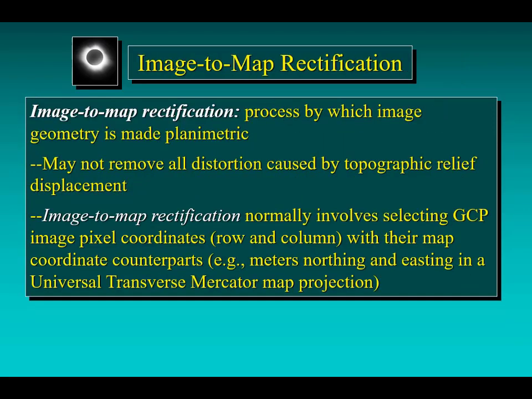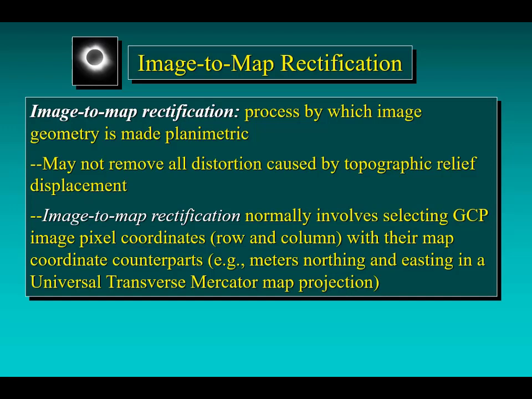I'll first discuss image to map rectification, and this is simply the process by which image geometry is made to be planimetric. And keep in mind that if we want to make accurate area, distance, and direction measurements for various features and locations within a remotely sensed image, we really need to perform image to map rectification. Also keep in mind that this type of correction may not remove or really minimize all of the distortions that may be caused by topographic relief displacement within our remotely sensed image extent. In order to minimize those sorts of errors, one would typically need to perform an ortho correction, but I'm not really going to discuss that here. That's outside of the scope of our discussion.